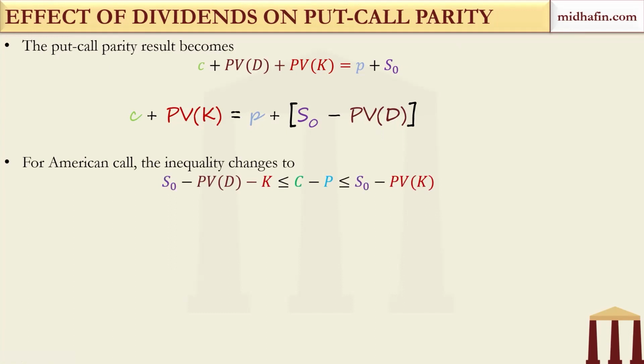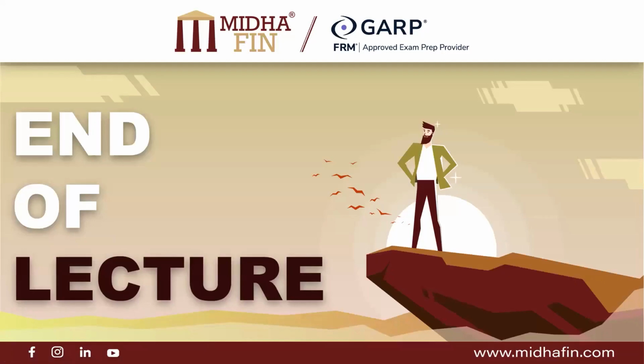Now for an American call option, if you have the dividends, then the inequality changes slightly, and only on the left hand side you will see it changes. Previously it was S naught minus K. Now it's S naught minus PVD minus K. So that's the only difference. So that's the end of this lecture. Now I'll start with the next chapter, that is FMP 14, which is trading strategies. So just give me a minute, I'll share the screen.